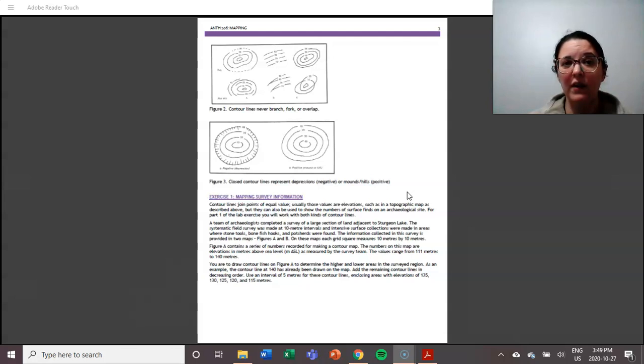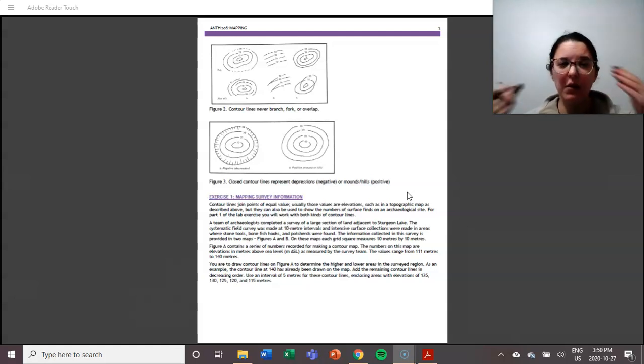And then in the second map, we're looking at how we can take surface find quantities, or the number of artifacts and ecofacts that have been found on the surface during the survey, and how we can draw lines on basically the same principle as contour lines, but instead what we're looking at are frequency lines that will tell us something about the distribution of artifacts and ecofacts, or of material culture more broadly, across that surface, across that landscape, right?